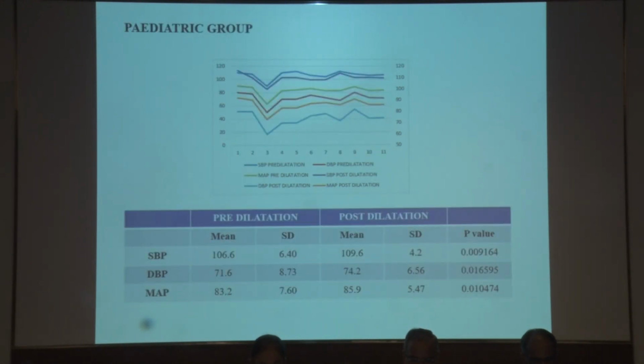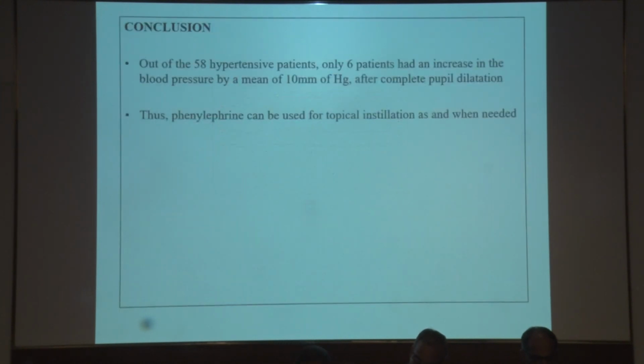Amongst the pediatric age group, which involved the patients from the age group of 5 to 15 years, the mean systolic blood pressure prior to the installation of eye drops was 106 and that post dilatation was 109, with a p-value of 0.009. The diastolic blood pressure was 71 pre-dilatation and post-dilatation was found to be 74, with a p-value of 0.01. And the mean arterial pressure prior to the installation of drops was 83 and that post-dilatation was 85, with a p-value of 0.01. And all these parameters were again found to be statistically significant.